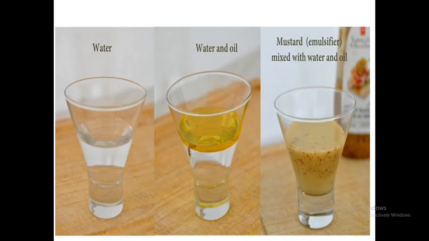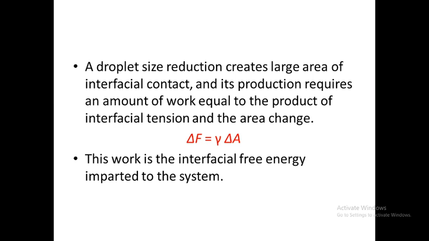Which are the different mechanisms of droplet stabilization that we will see? First of all, we will see how these instabilities in the emulsion arise. While formulating an emulsion, generally we reduce the droplet size of a dispersed phase, and due to this reduction in droplet size, the surface area of the interfacial contact, the surface area of the dispersed phase droplets, increases, and due to the increase in surface area, the interfacial free energy also increases.